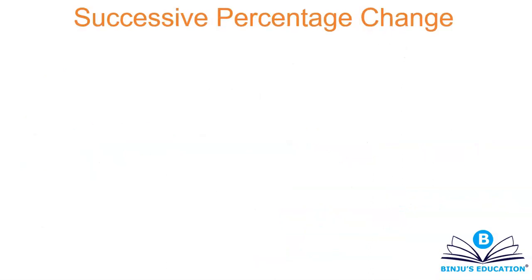Okay, next application, an important one, that is successive percentage change. For example, let's say I have a value x and I increase this value by 10% and then successively by 20%. So the question is, what will be the final value, or what will become of x?